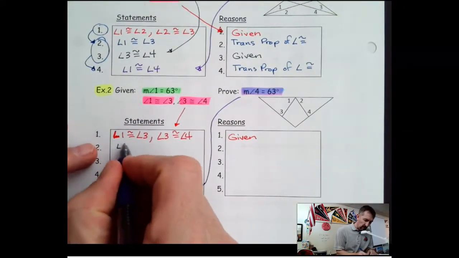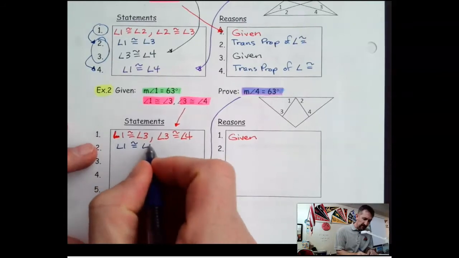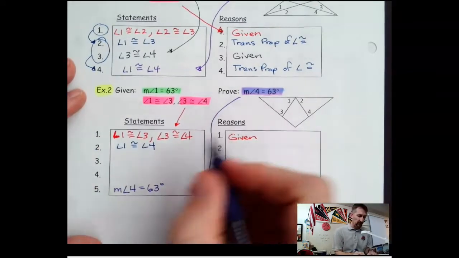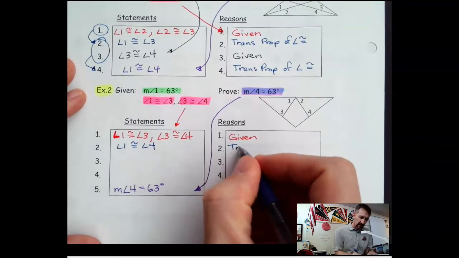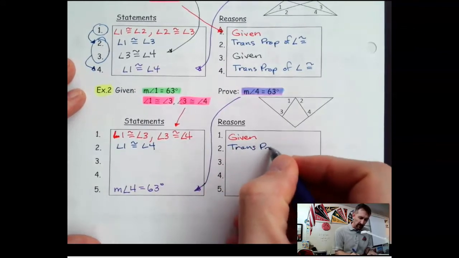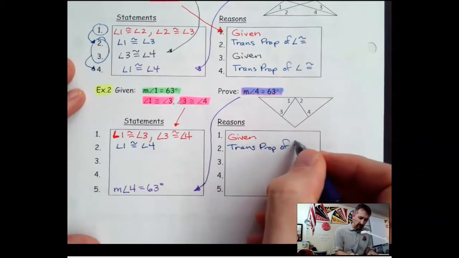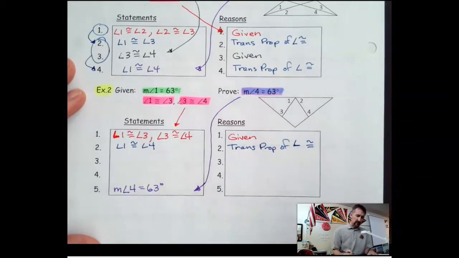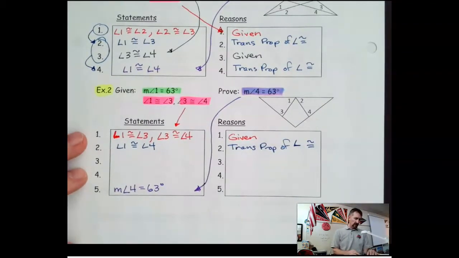So we're going to say angle 1 is congruent to angle 4, and that's where I'm talking about memorization coming in to help you. Memorize. So again, we have the transitive property of angle congruence. Okay?